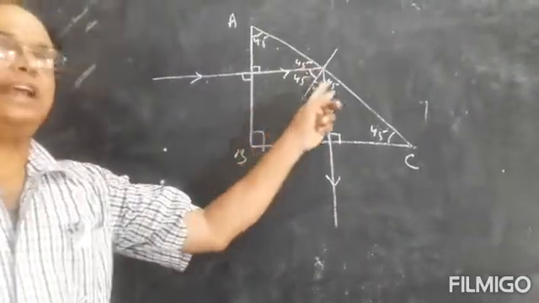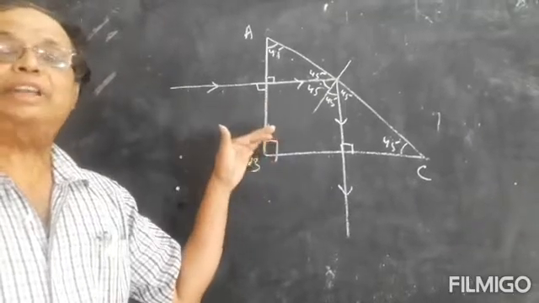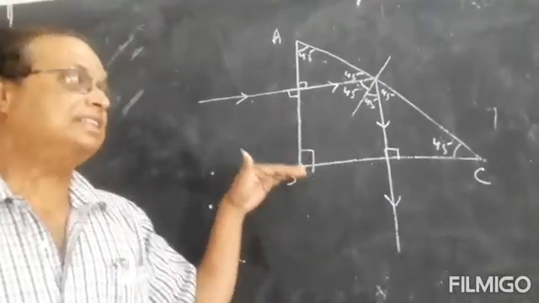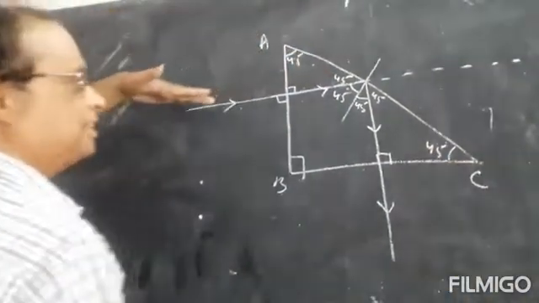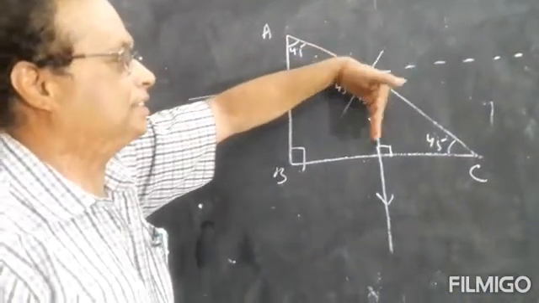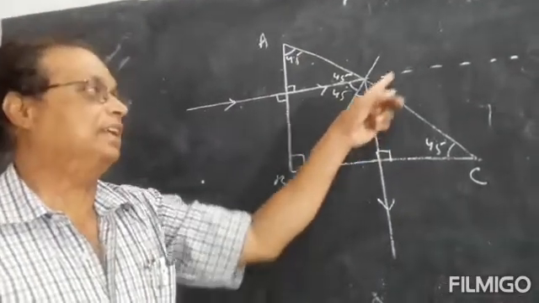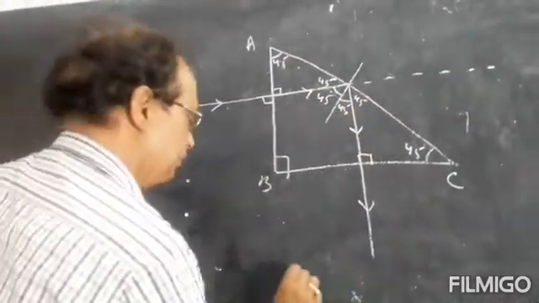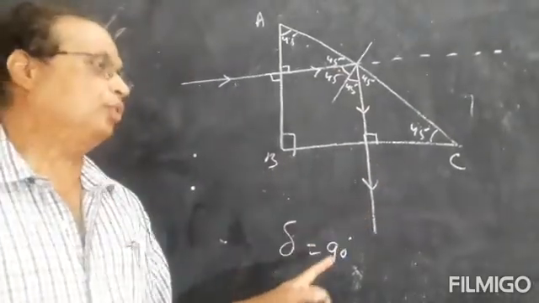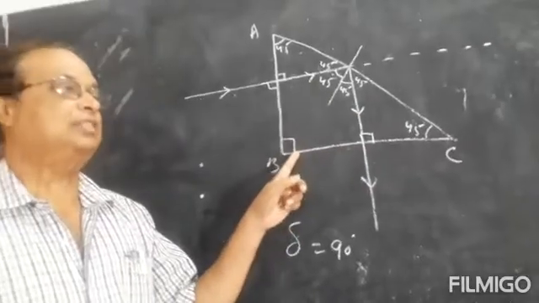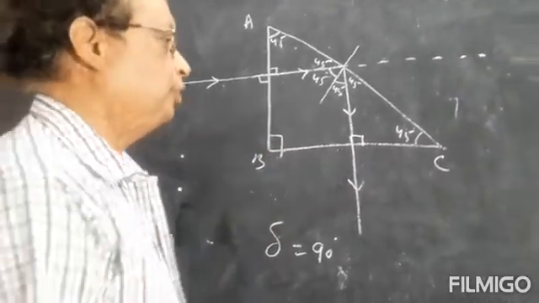So this is how a ray of light will pass through the prism. And now, what is the angle of deviation here? This is the incident ray. The initial path of the ray is this, and the final path is this. So the angle of deviation is this angle. How much is the angle of deviation? Delta is how much here? 90 degree. So the ray is deviated through 90 degree by this right angled isosceles prism. Clear, students?